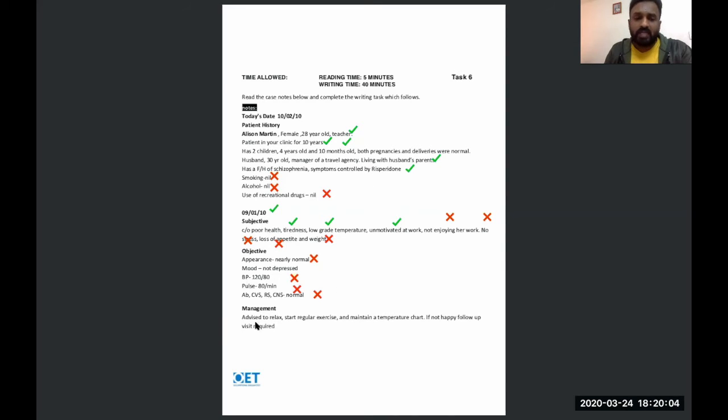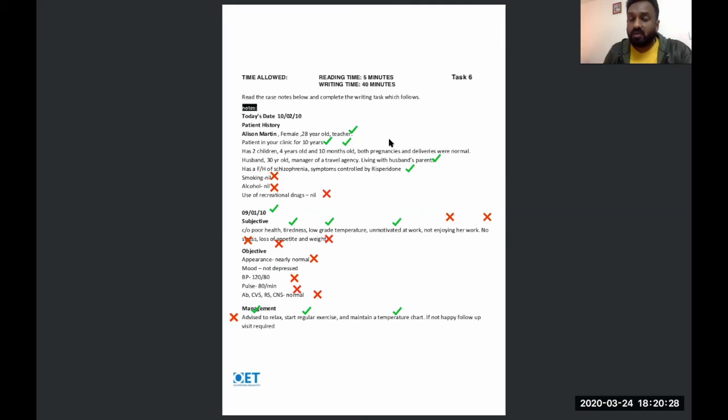Then in the management, we can see advice to relax. This was an advice given to the patient, so it is important information and we will take it. Just ignore this cross mark. We'll take advice to relax, start regular exercise, and maintain a temperature chart. So we have approximately 7 pieces of information to write for this paragraph of 9/1/2010, which we will keep as the third paragraph.